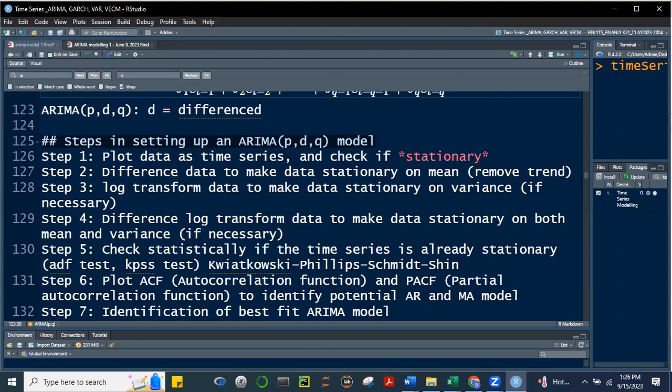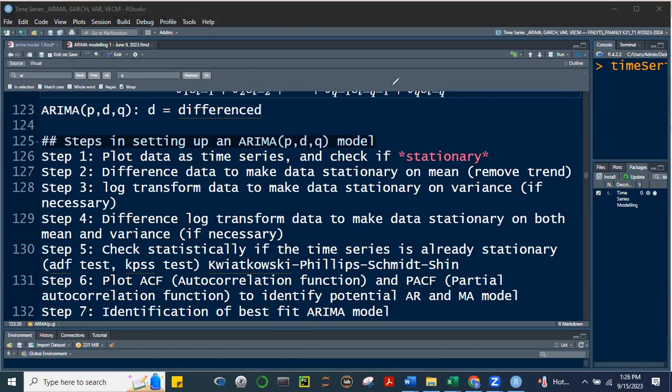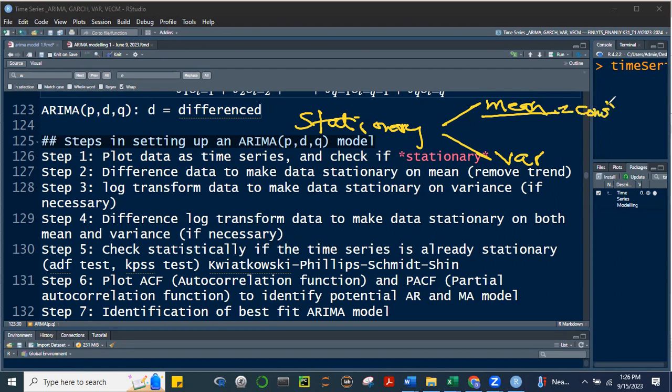So it means stationary in mean and in variance. Stationary in mean means that the average of your time series at any point in time is constant. Mean is equal to constant. What does it mean for the mean to be constant?